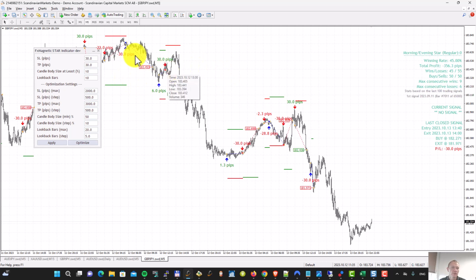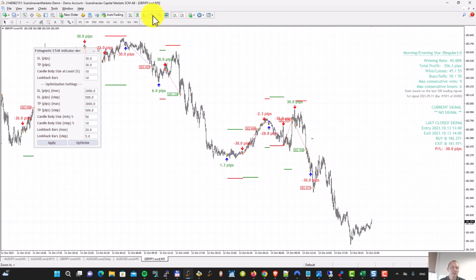So for example, this one, the sell hit the take profit right there. Then we have a buy. It was closed earlier because there was a sell signal, unfortunately this one as a loss. Then we got another one. Then we got a buy. Then we got a sell, a buy, and so on.